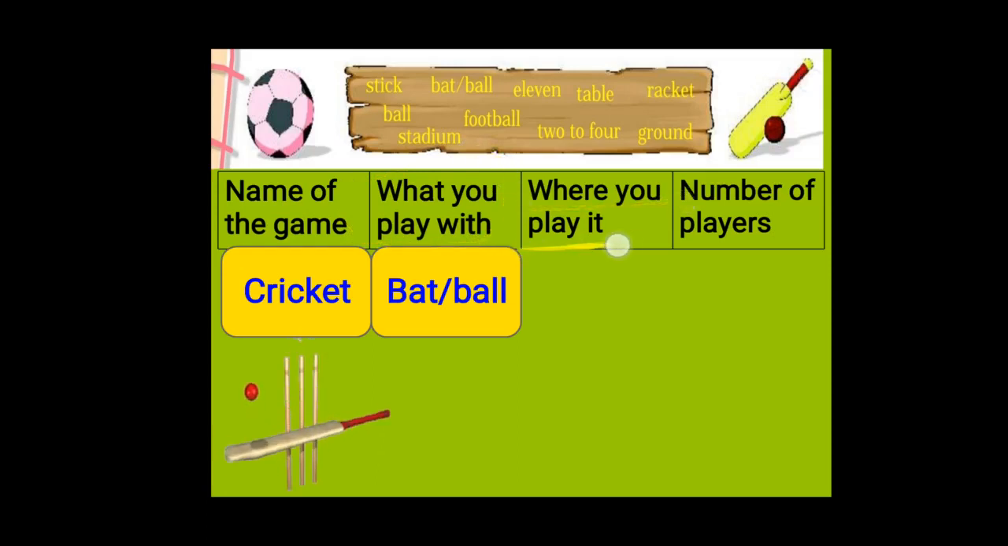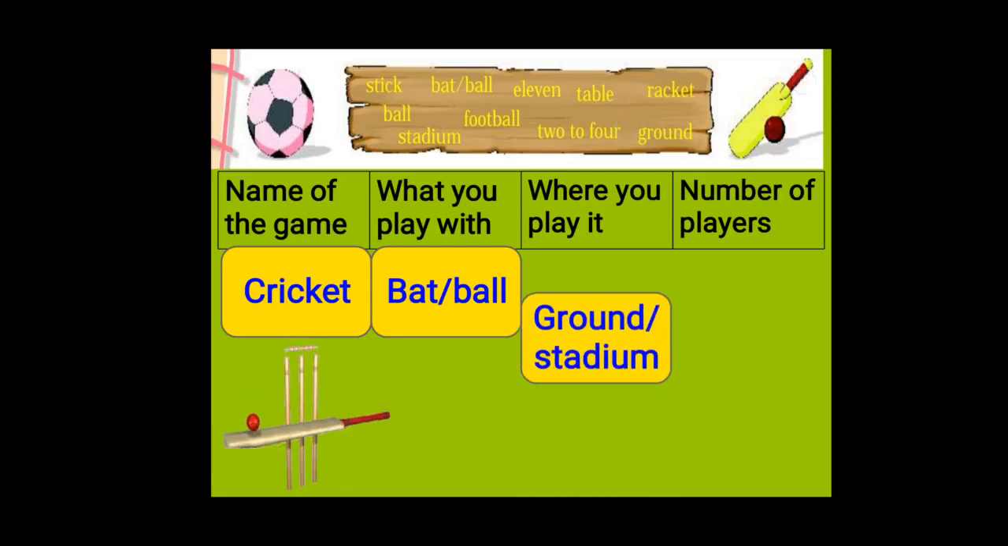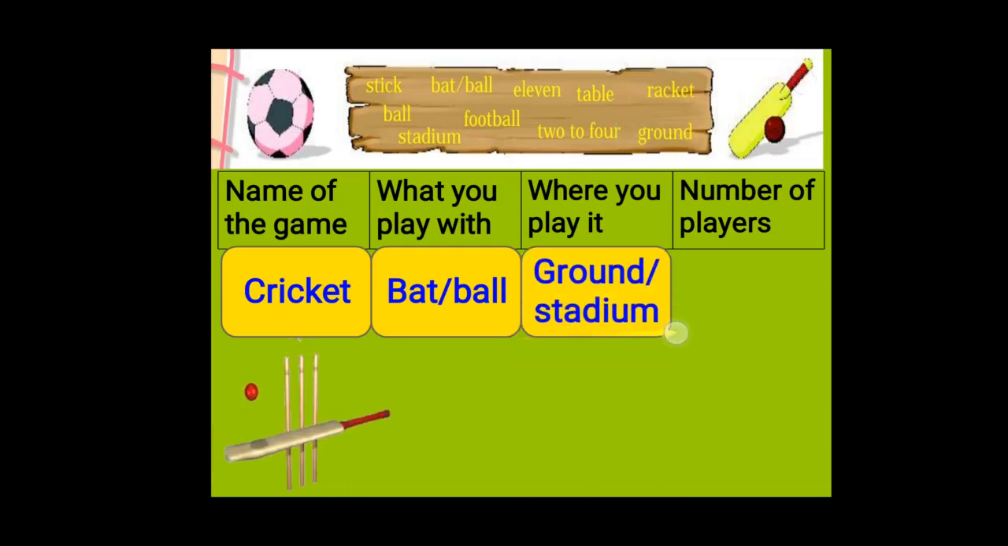Then where you play it? Place. Which place? It can be stadium, it can be ground. It cannot be table. So you play cricket either in ground or stadium. What is the difference between ground and stadium? In stadium you have the ground, along with that you have seats for the audience. स्टेडियम में ग्राउंड भी होता है और जो मैच देखने जाते हैं उन लोगों के बैठने के लिए सीट्स भी होती है चारों तरफ, उसे स्टेडियम कहते हैं.